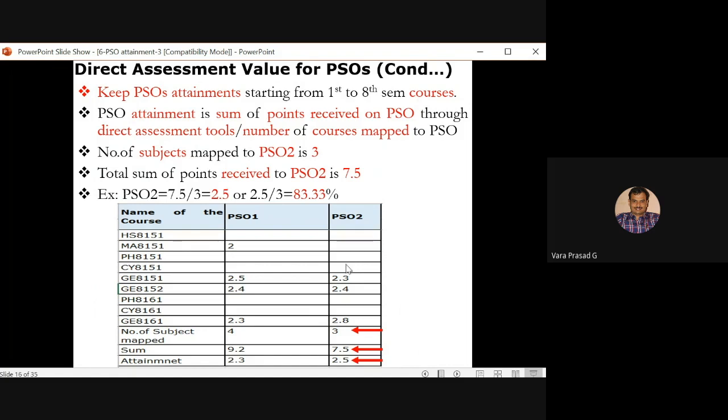So 7.5 divided by 3, how much? It is 2.5. So the attainment of the PSO for the direct assessment tool is 2.5. Now, in case you want to represent it as a percentage, some evaluators ask what the percentage of the PSO is. In that case, 2.5 divided by 3 gives you 83.3. Like that, for the remaining PSOs, you have 2 PSOs, so you have to do the same for PSO1 also. This is the way you calculate the PSO attainment value.